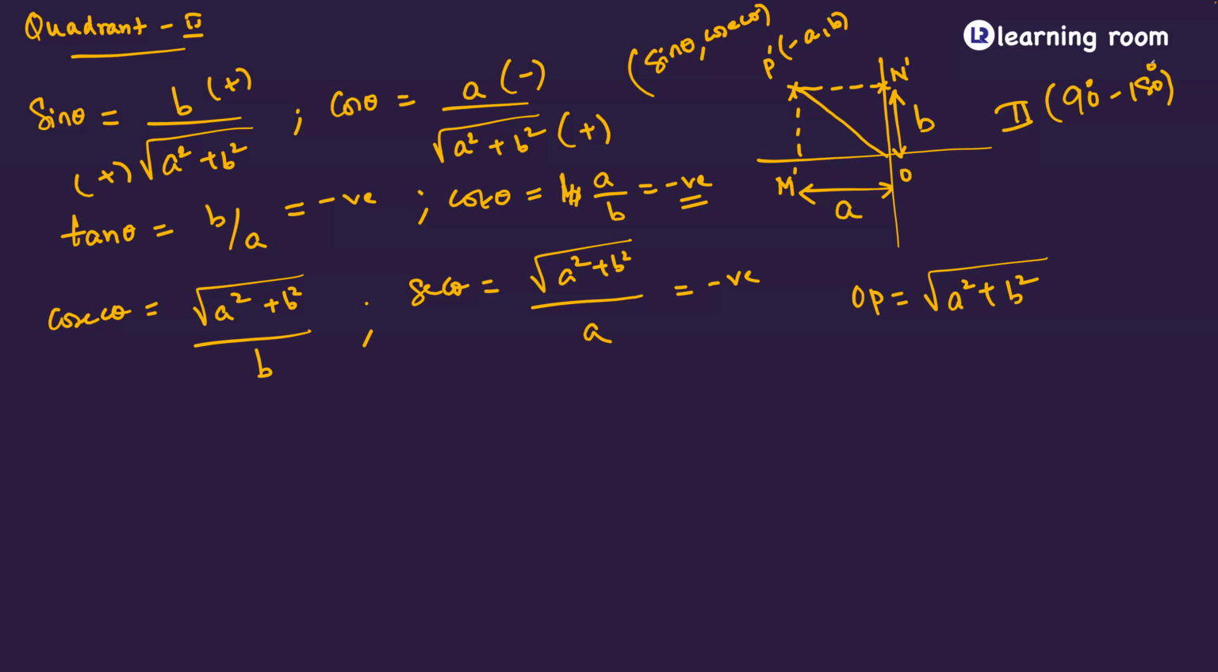So there is a pattern which will be followed everywhere. Using the same logic, I'm not going to write everything again. If I extend this concept to quadrant 3, so if I extend it to the third quadrant, then what am I going to get? I'll take a point here, which is minus A comma minus B only. Okay, I'll write it in the next.